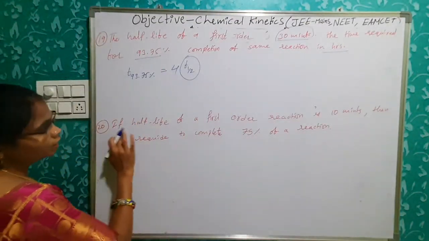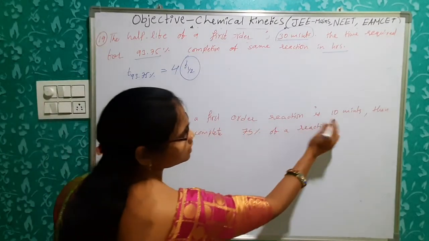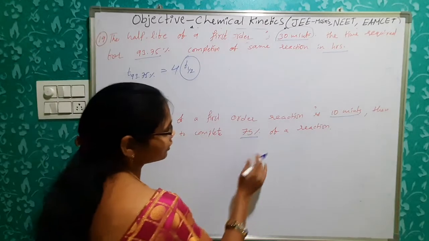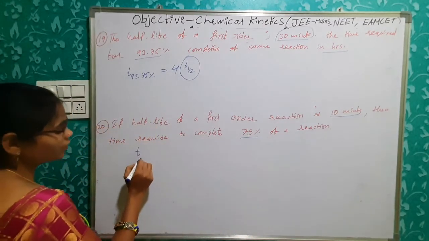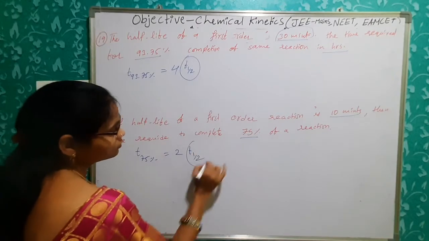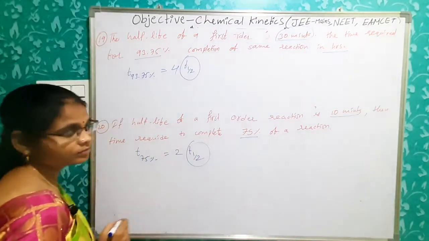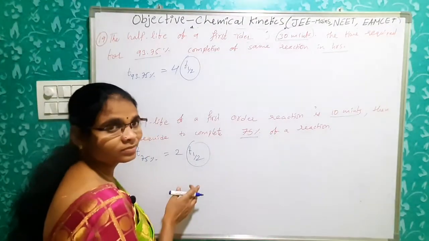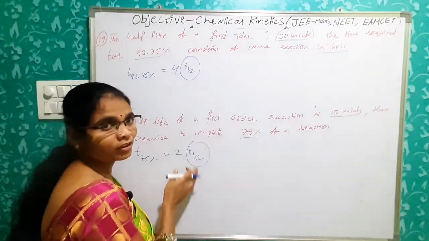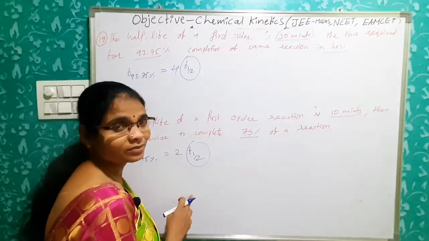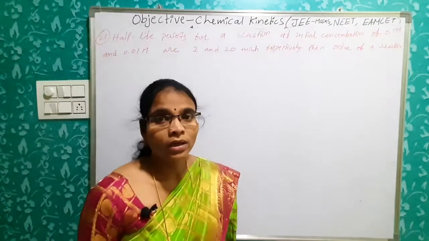For this, if the half-life of a first order reaction is 10 minutes only, then the time required for 75% completion, T 75%, is nothing but 2 T halves only. So T half is how much? Calculate with 2. They are simple problems. You have to do it and write the answer in the comment box. Okay. Next problem.